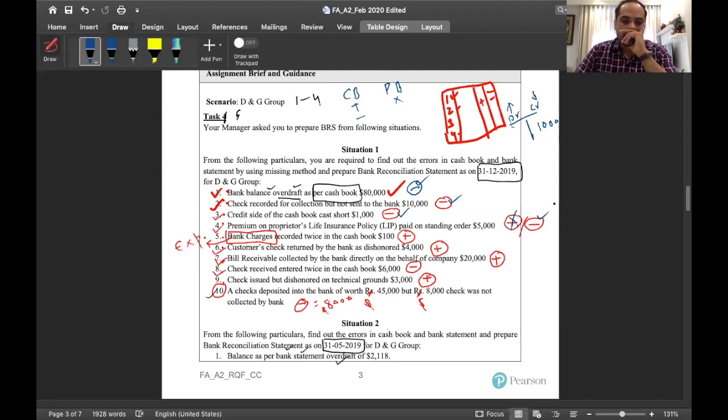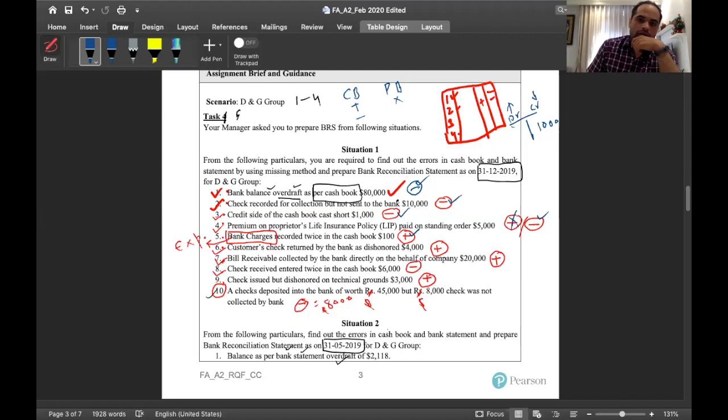Number 5, bank charges recorded twice in cash book. Bank charges are normally paid one time or once in a year, or it depends. But here we paid twice. So we minus 2 times. In order to make the balance equal, we will add back. So we add here. So plus. Number 6, customers' check returned by bank as dishonored.